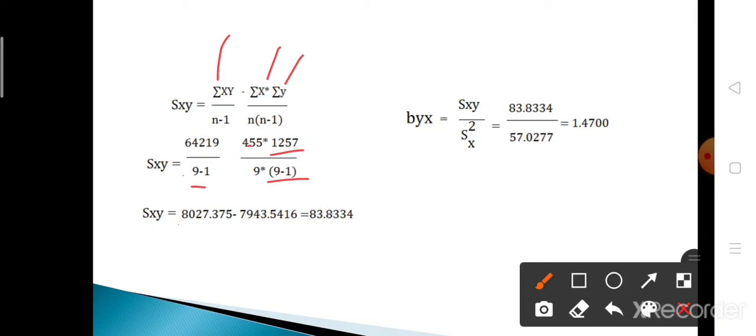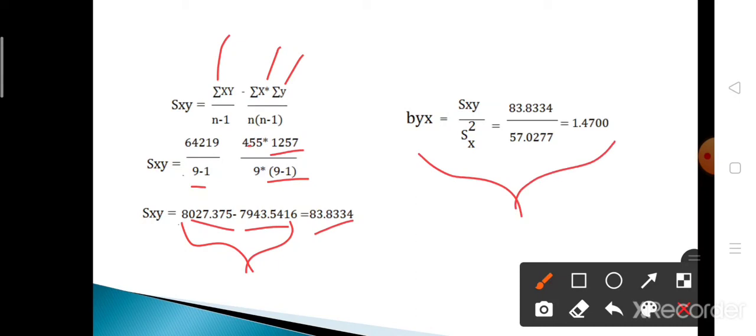So 64219 divided by 8 value is 8027.375, and similarly 455 into 1257 divided by 9 into 8, the value is 7943.5416. Subtracting, 8027.375 minus 7943.5416 is 83.8334. Okay, now the last is byx.